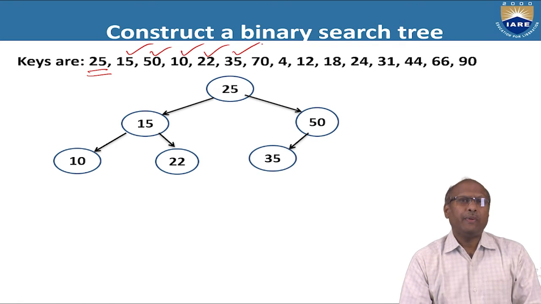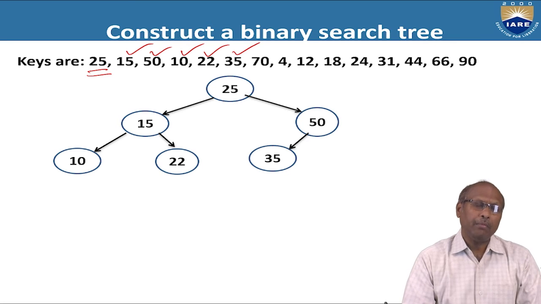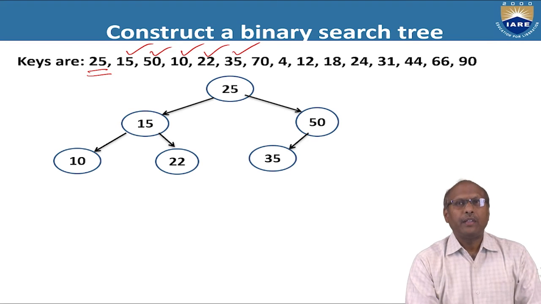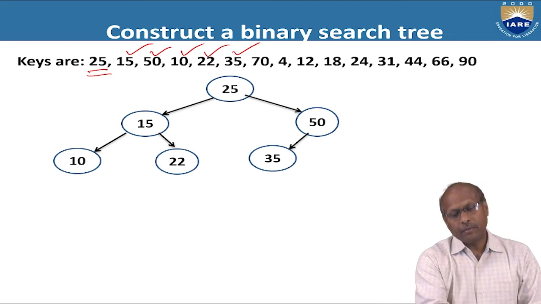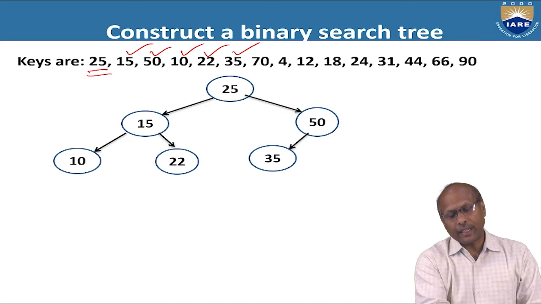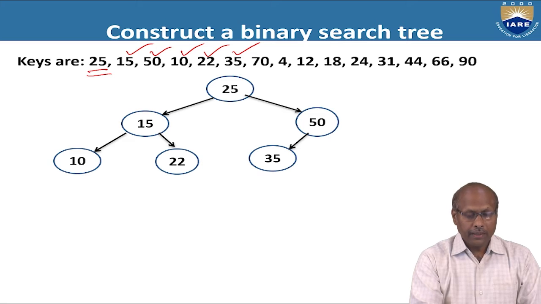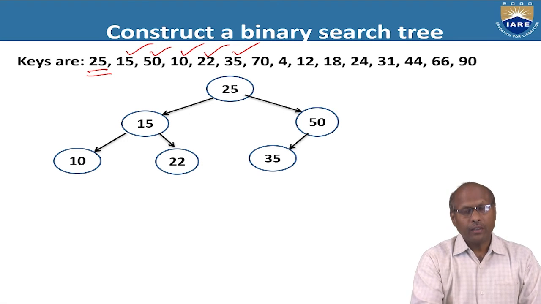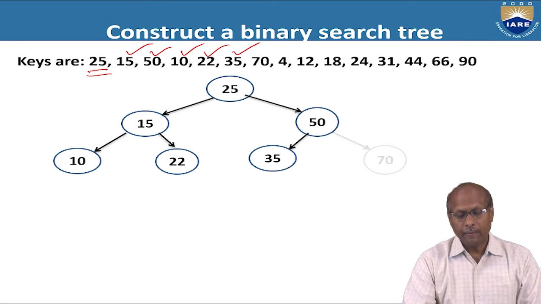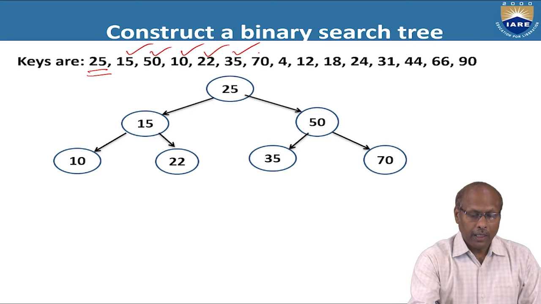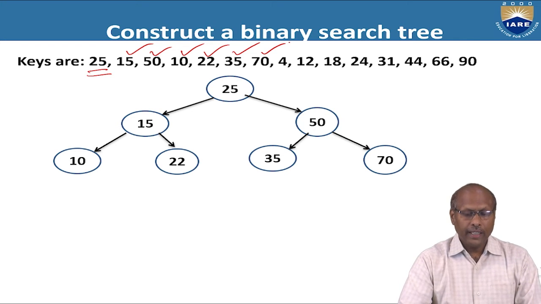Next 70. When 70 comes, you have to start checking from the root. My root is 25. Because 70 is greater than 25, go to the right side. But after going right, there is already a value called 50. 70 is still greater than 50. So go right of 50. So simple. Similarly 4. 4 is less than 25, less than 15, less than 10.